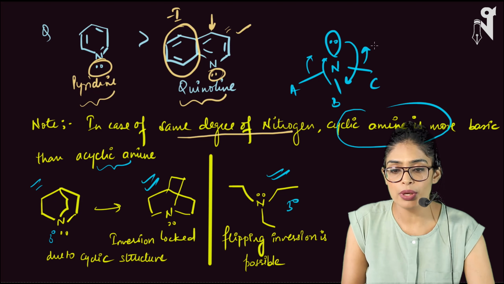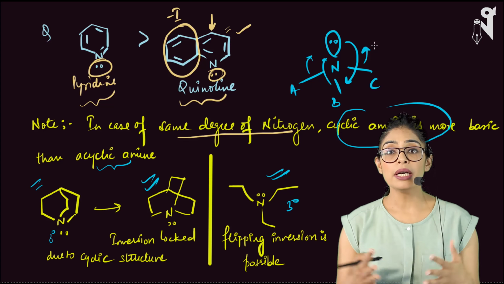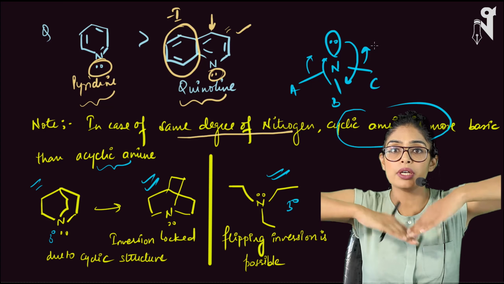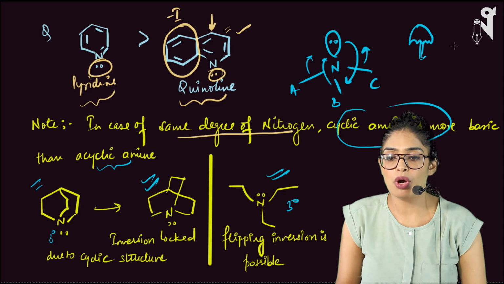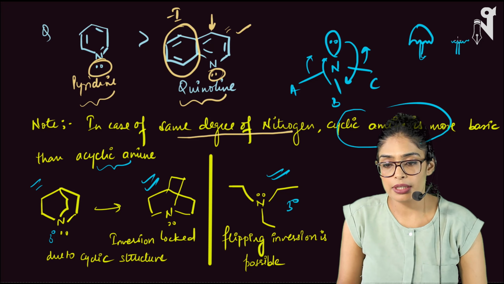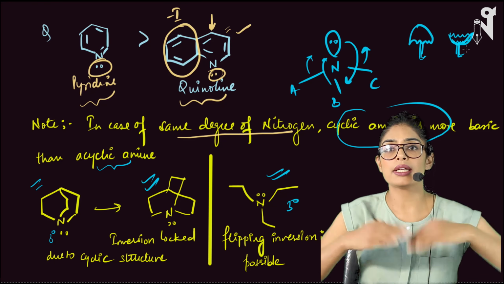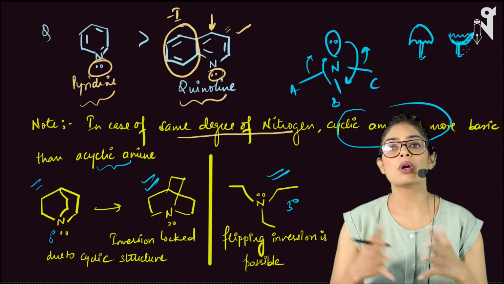I don't know whether you have ever noticed or experienced this, but in the rain you must have seen that an umbrella gets inverted. So you have kept the umbrella like this. Many a times when a strong wind is there, this gets inverted and it becomes like this. So this umbrella gets inverted. From here it becomes like this. So this is called inversion.